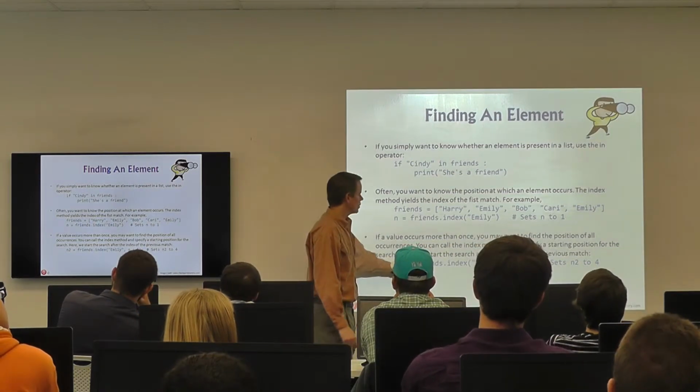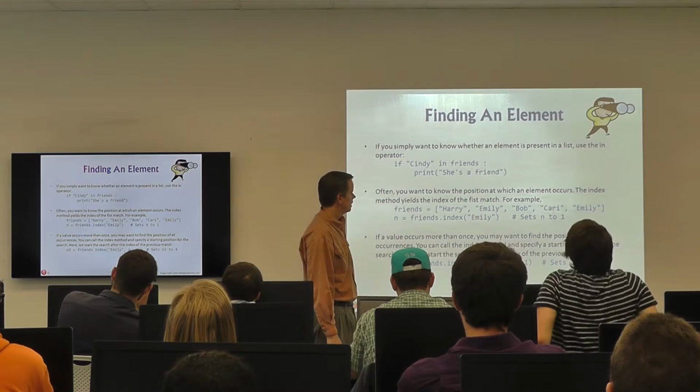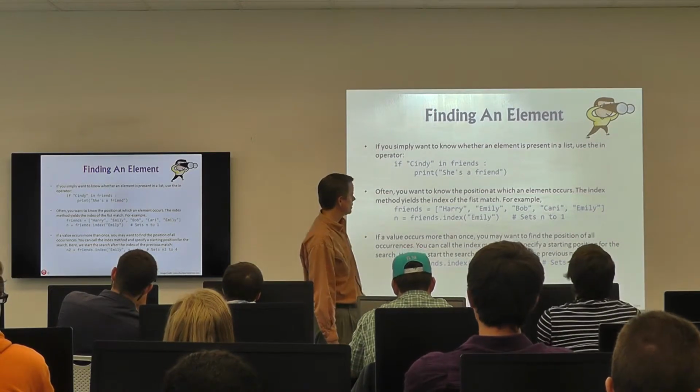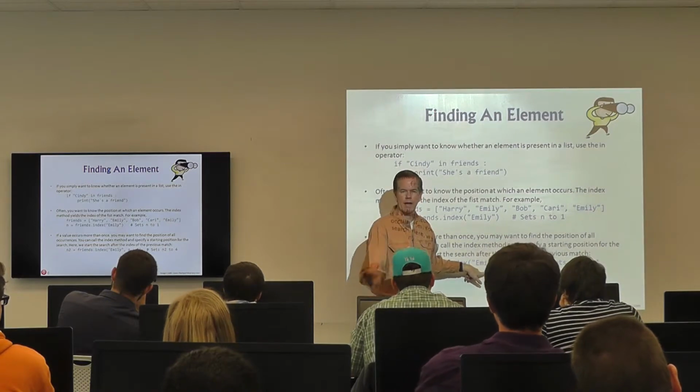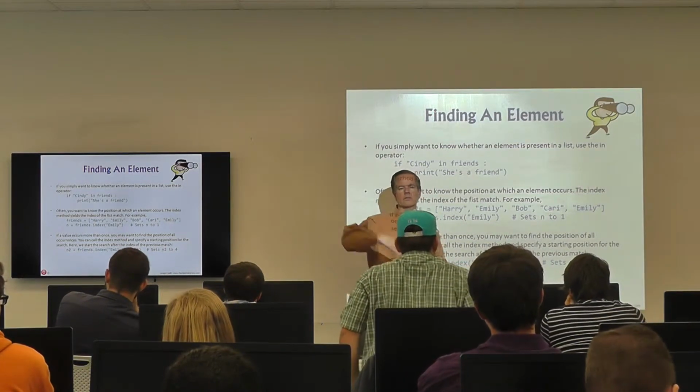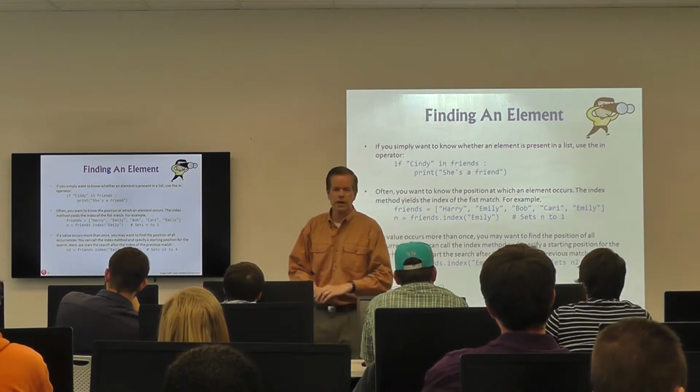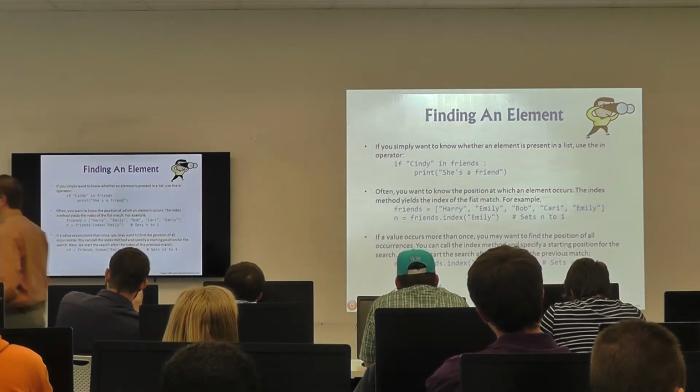And oh, by the way, if it occurs more than once, then you can say, start searching from this location. In other words, if I know where it's already at, don't bother with that. Now start searching from this location to the end. So you've got a couple options there. Let's take a look at the code and see what's going on.